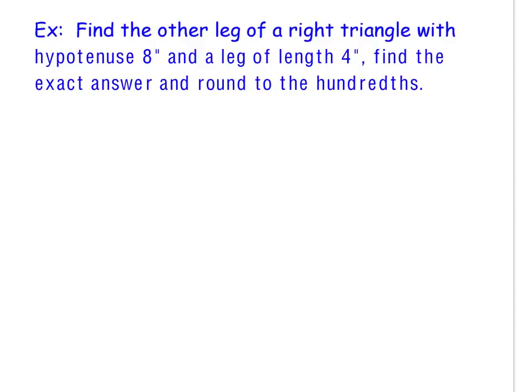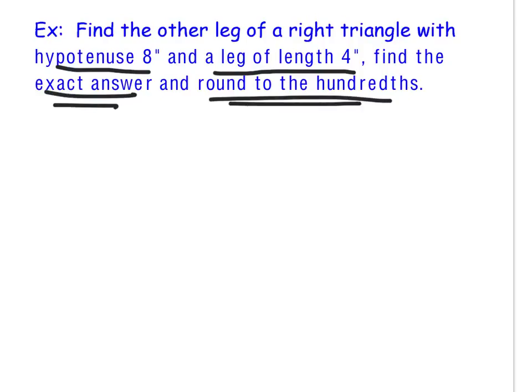Next example. Find the other leg of a right triangle with hypotenuse 8 inches and a leg length of 4 inches. Find the exact answer and round it to the hundredths. So you're learning a couple of different things here. We're going to start with our right triangle. The hypotenuse is 8 and a leg length is 4.